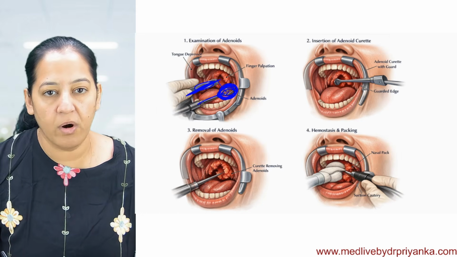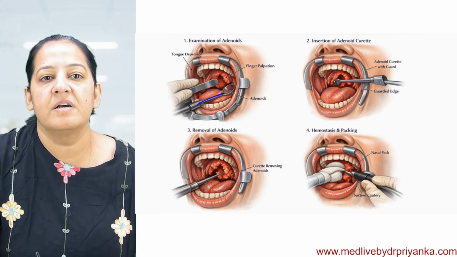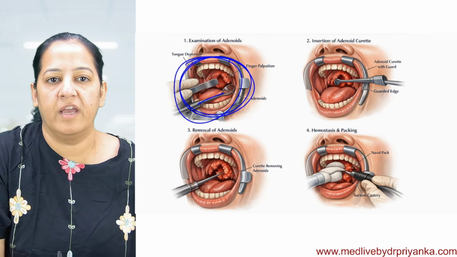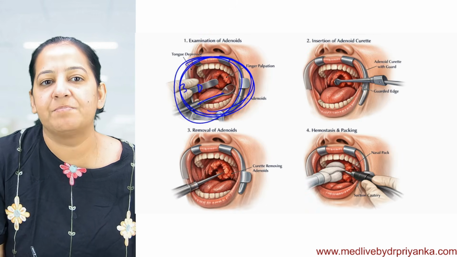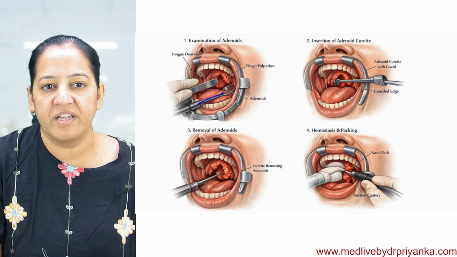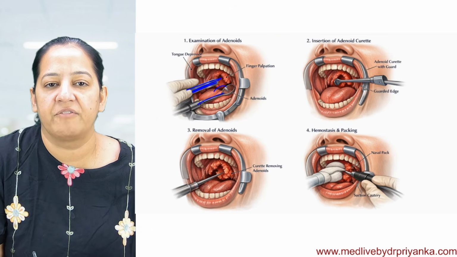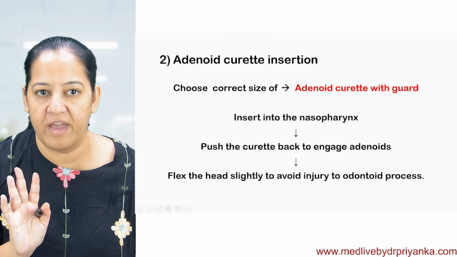So what instruments are used in this step number 1? First of all, a retractor. What is the name of this retractor or mouth gag? It is the Boyle-Davis mouth gag. After that, a tongue depressor, and after that, a mirror. So this is how we are examining it.